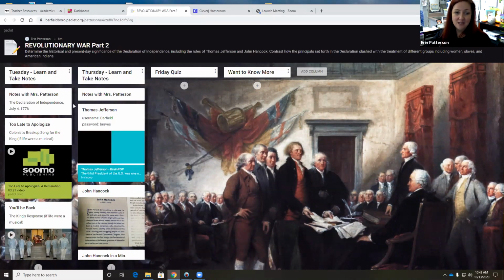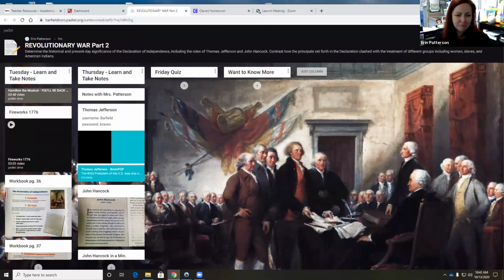If you would like to look along with me, go ahead and get out your social studies workbook and open it up to page 38. So in your social studies workbook, go ahead and open it up to page 38, and we're going to look at the Declaration of Independence today.